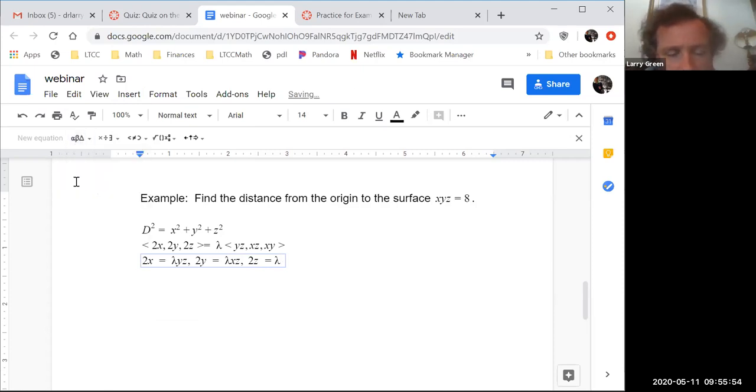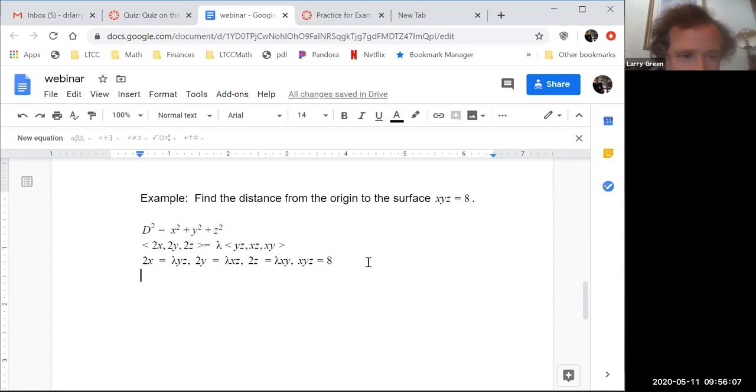So lambda xy. And we still have xyz equals 8. So now it's 4 equations, 4 unknowns, but they're not too bad. So there's all kinds of ways of solving this. What I recommend is solve for lambda.